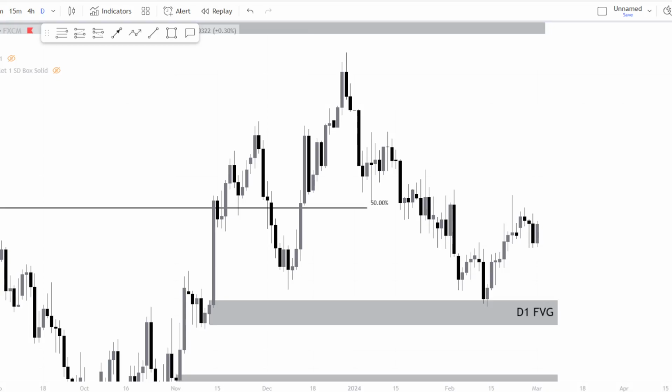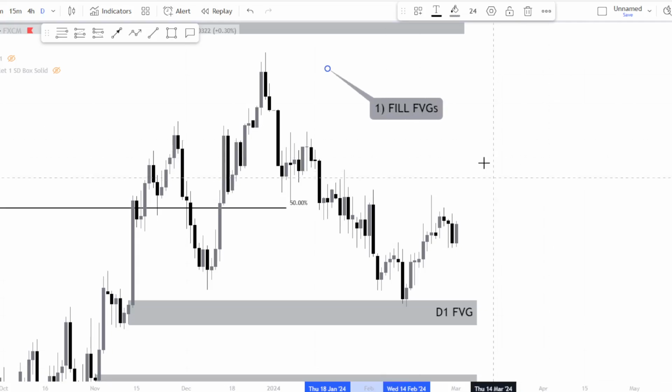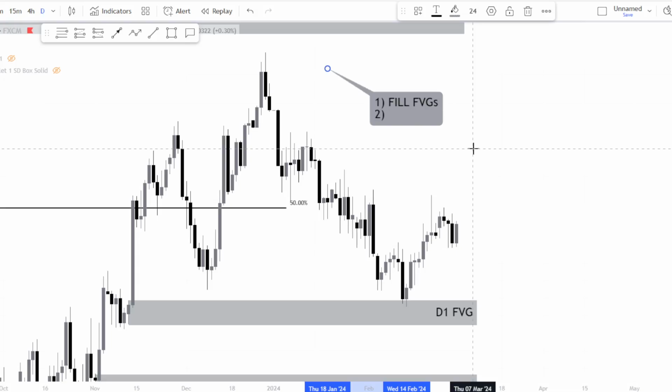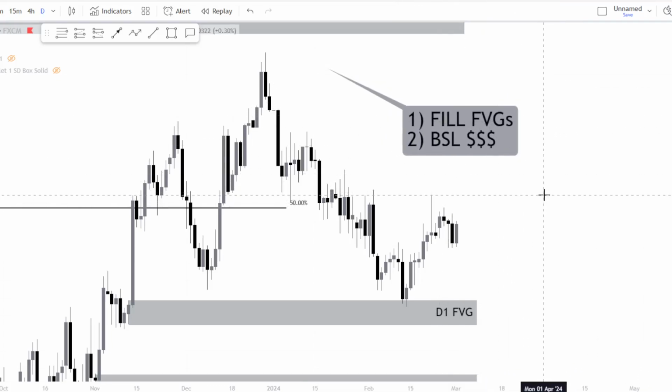Price moves up for two reasons. The first reason is that it seeks inefficiencies, right? It seeks to fill fair value gaps. And the second reason is to target BSL or buy side liquidity, right? These are the two reasons why price will move up. This is what drives price: filling fair value gaps and targeting buy side liquidity, or BSL for short.